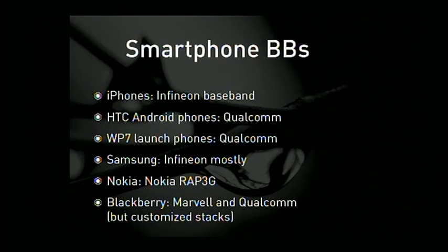If you look at smartphones, you'll see the following. There's actually not so many baseband vendors anymore. If you look at iPhones, they all have Infineon basebands. If you look at the HTC Android phones, they all are Qualcomm. The Windows Phone 7 launch phones are all Qualcomm as well. Samsung uses Infineon mostly in the smartphone segment. Nokia has their own CPU, which apparently is a Texas Instruments design. And BlackBerry either uses Marvell or Qualcomm these days.